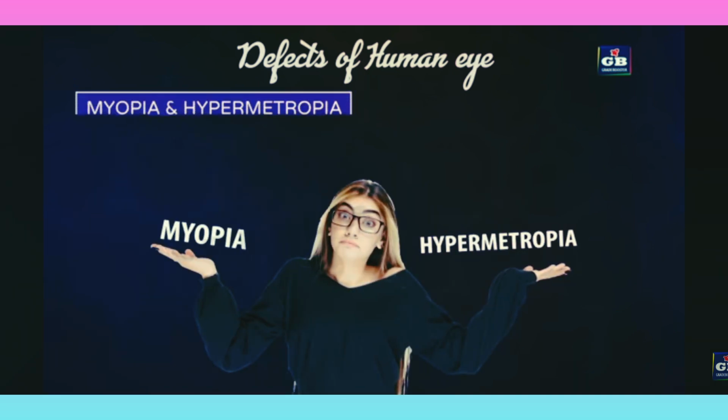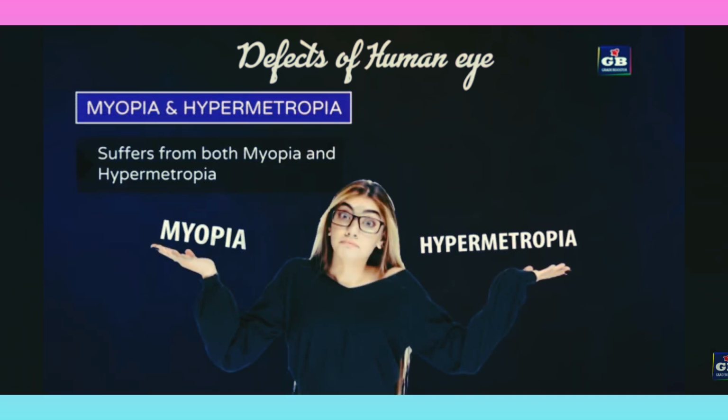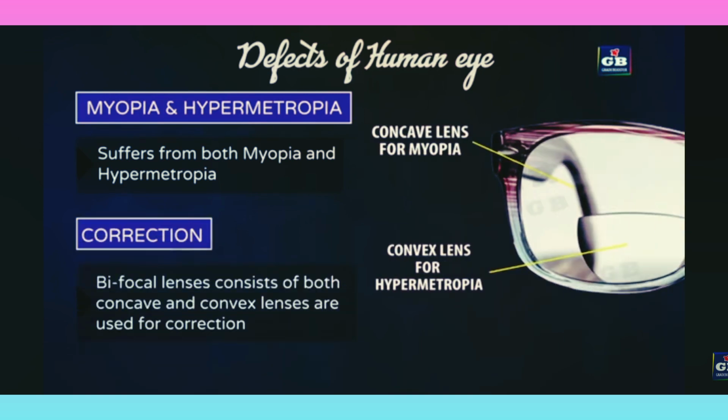Some people suffer from both myopia and hypermetropia. In such cases, bifocal lens is needed for proper vision. A common type of bifocal lenses consists of both concave and convex lenses. The upper portion consists of a concave lens. It helps in distant vision. Whereas the lower part is a convex lens, it facilitates the near vision.